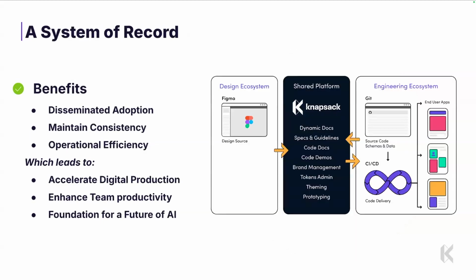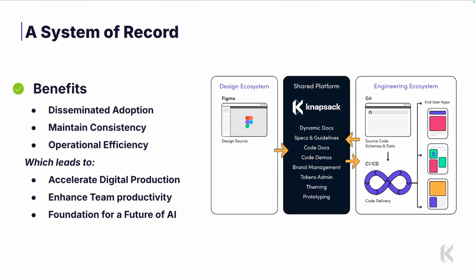So additionally, what ends up happening is when we're able to pull from multiple sources, so just imagine all those fragmented systems that might exist. There might be multiple code repositories, there might be multiple Figma files and design sources. We're able to create a system of record that gives us these next level benefits because then we're able to disseminate adoption or democratize our components and assets, and maintain consistency and operational efficiency across the board.